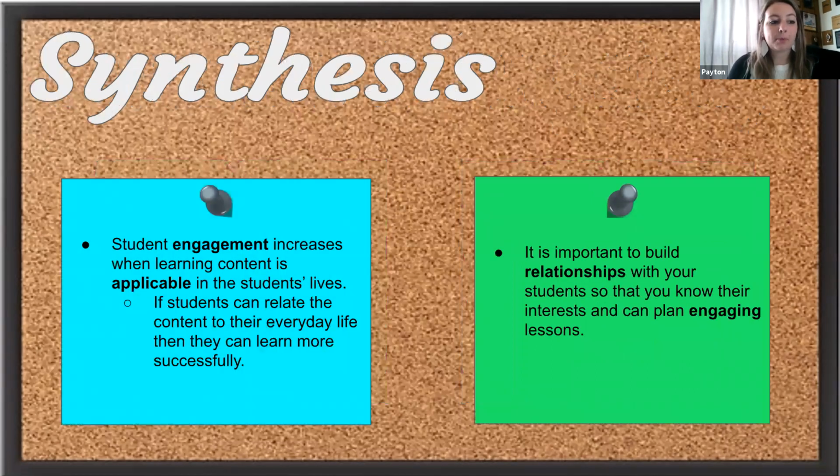So for my synthesis, my big ideas are that student engagement increases when learning content is applicable in the students' lives. If students can relate the content to their everyday life, then they can learn more successfully. By giving them topics or finding things that interest them, then I know that they are able to use that later in life and apply it in their life. Another idea was that it is important to build relationships with your students so that you know the interests and can plan engaging lessons for them.